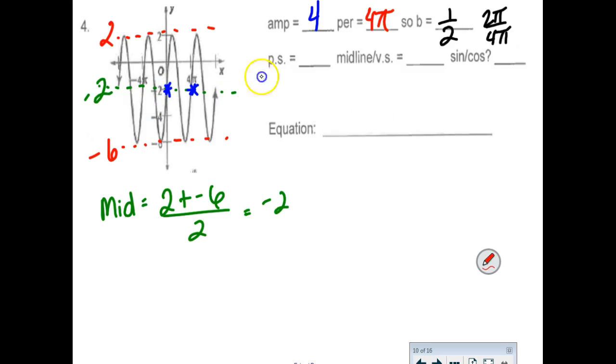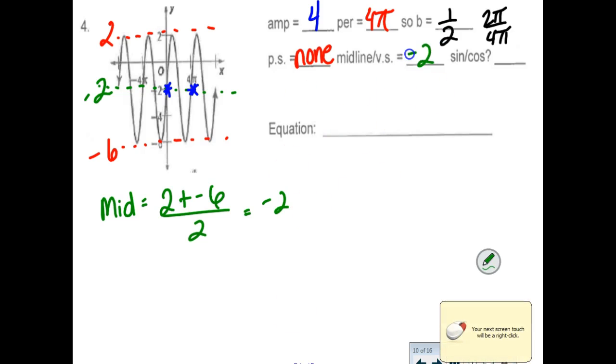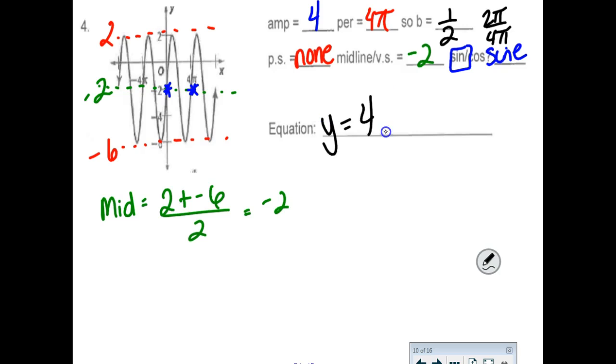Because you decided to start here, there's no phase shift. Our midline, you guys calculated at a -2. And then because we're determining this is the starting point, do you have a sine or a cosine? A sine. Very good. All right, here we go. Y equals 4 sine, again, 1/2 theta, or you can go theta over 2, since there's no phase shift. And then a downshift of 2.